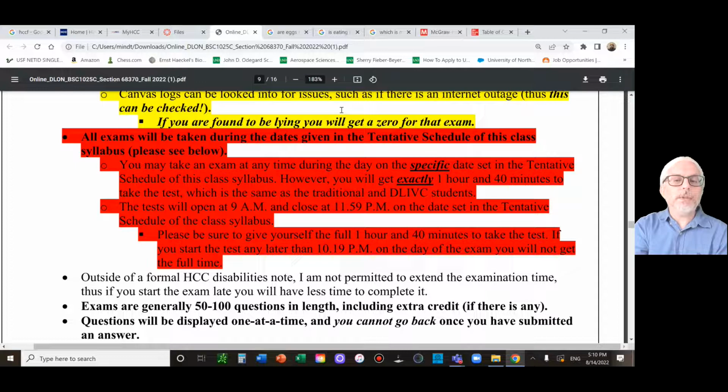Now, all exams will be given on the dates in the tentative schedule. It's at the end. I'm giving you the courtesy of taking it anytime you like from 9 a.m. to 11:59 p.m. on that day. Whenever you start the exam, you must sit down and take it. You can't start or stop, and you get exactly 100 minutes for it, which makes a bit of an issue only in that don't start later than 10:19 p.m. or you won't have 100 minutes. Don't do that to yourself. I cannot help you out. So think ahead, yeah?